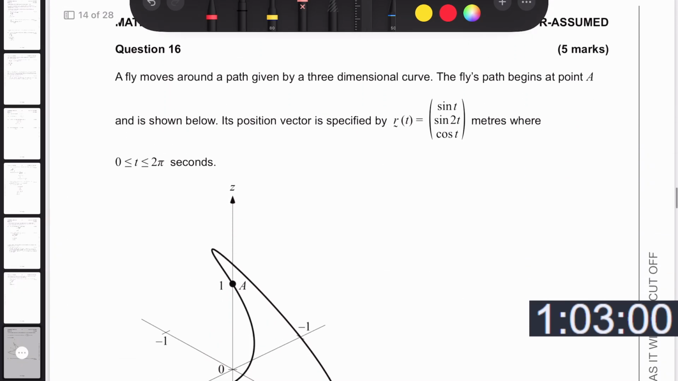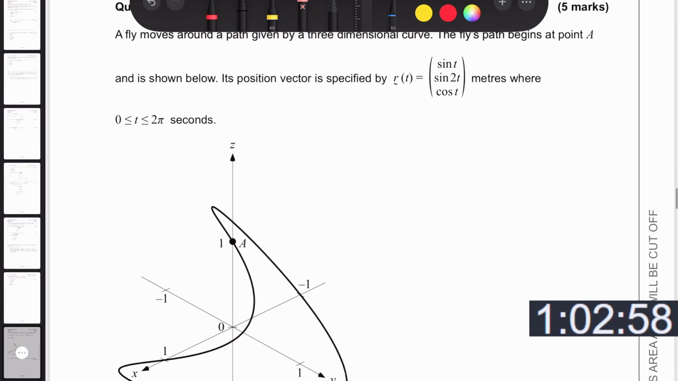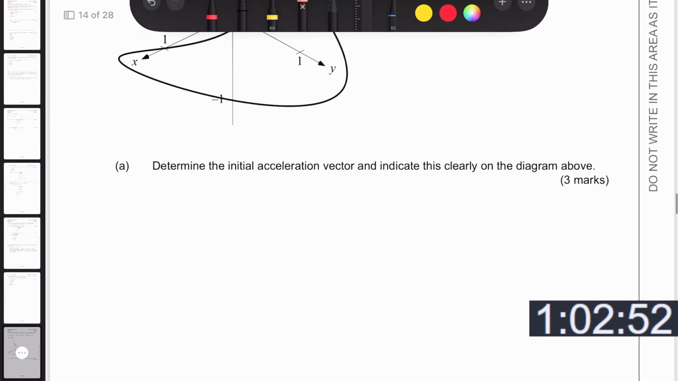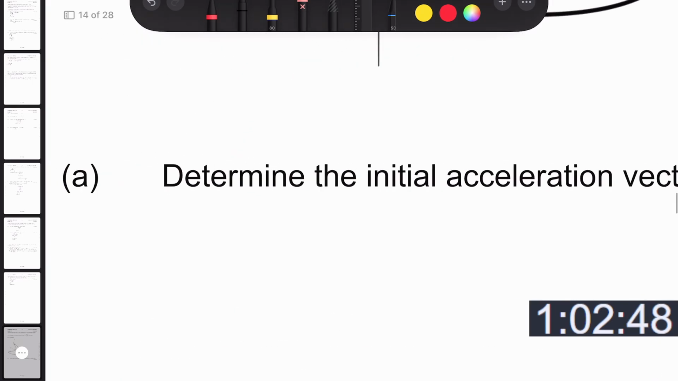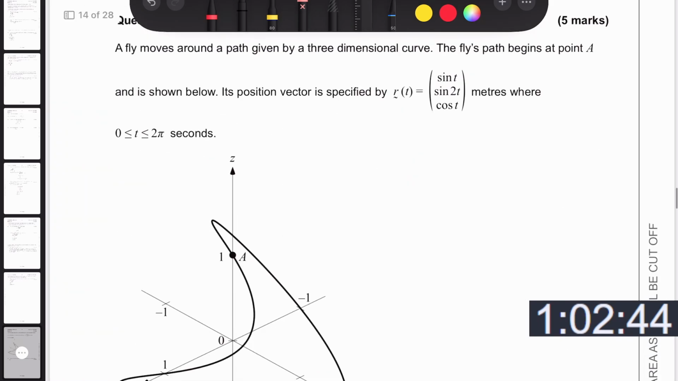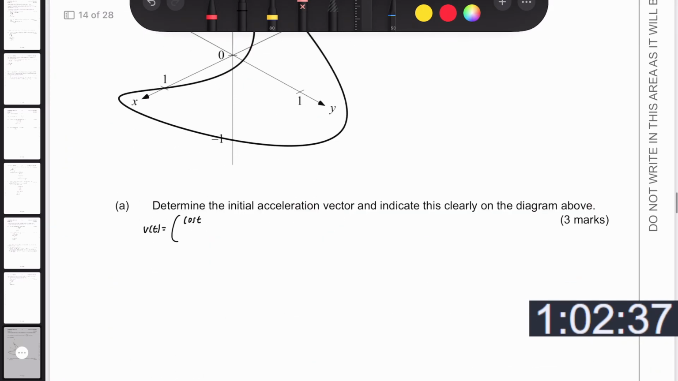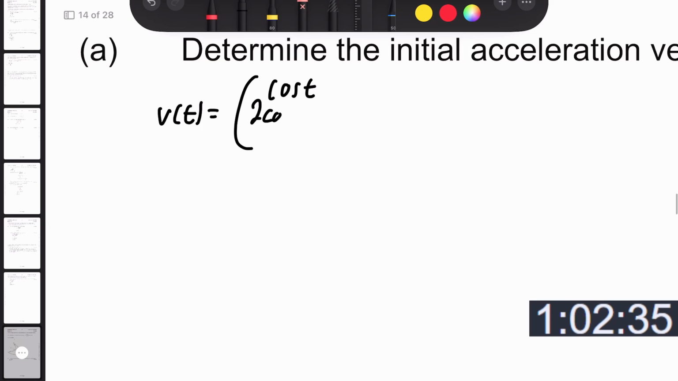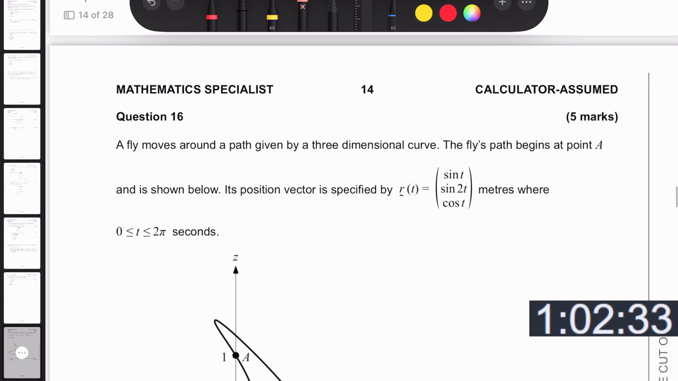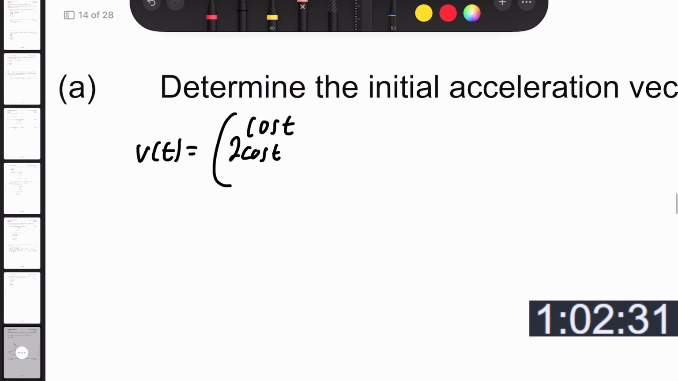Okay. A fly moves around a path given by a 3-dimensional curve. The fly's path begins at point A, mentioned below. Determine the initial acceleration vector and indicate this clearly on the diagram above. So then v of t is going to be cosine of t, 2 cosine of t, and then negative sine of t.